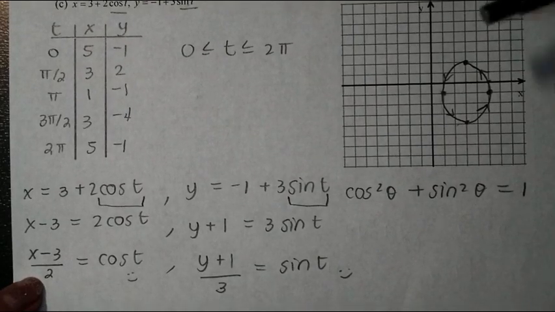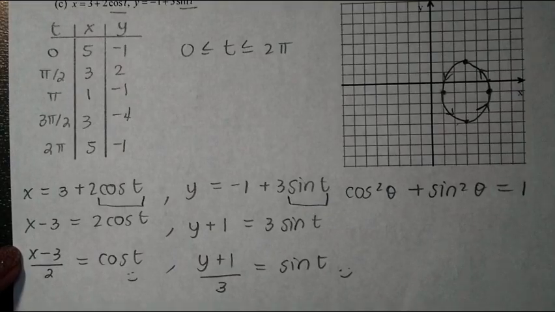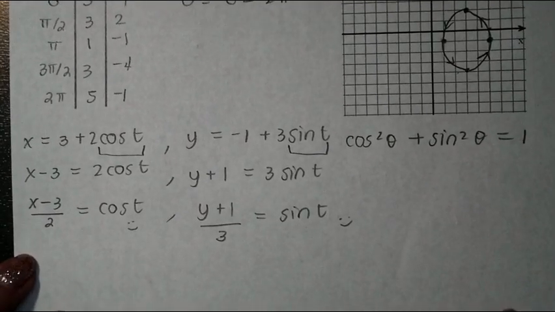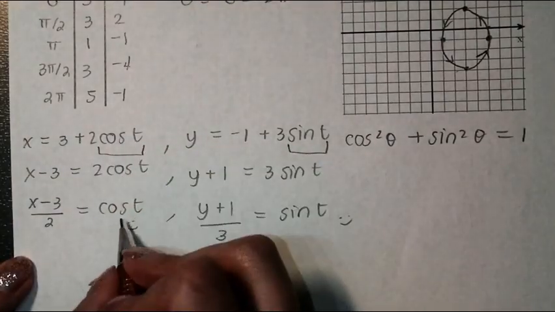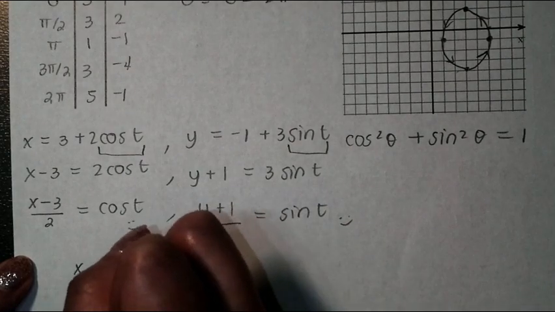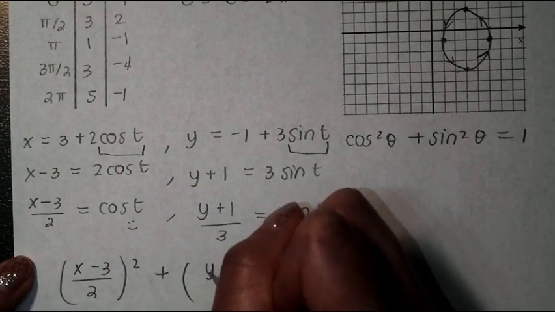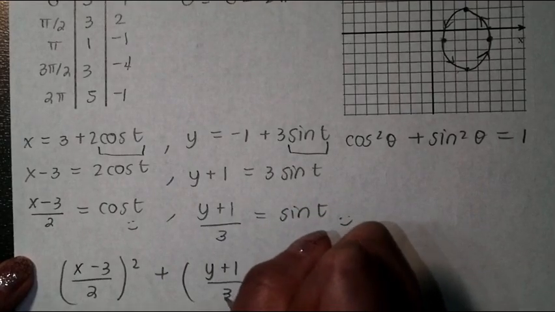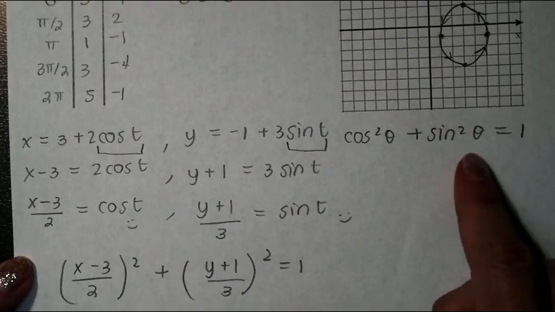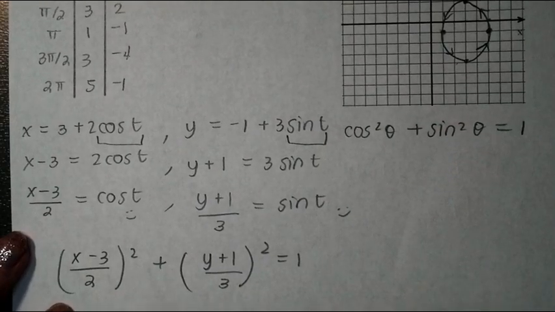Now what are we going to do? Well, we have this identity. We need to use it. Use your trig identities. So you know that cosine is (x minus 3) divided by 2, and all of this squared, plus your sine, which is (y plus 1) divided by 3 squared, and that's going to be equal to 1, from this trigonometric identity. So you have a situation like this.